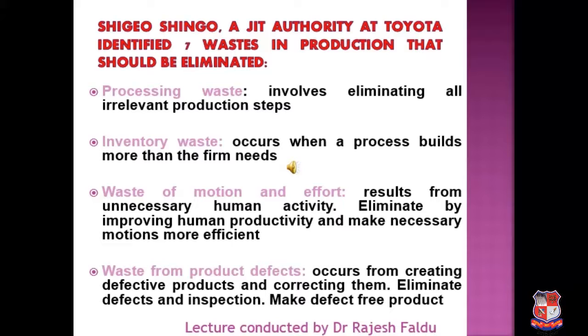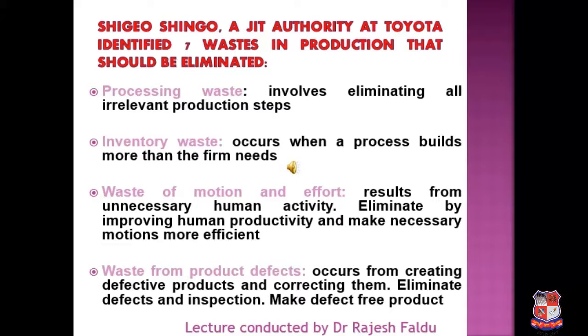The last, seventh kind of waste which needs to be eliminated if JIT is to work is waste from product defects. This waste occurs from creating defective products and correcting them. Hence, we should eliminate all defects from the very first time. So we should make defect-free products if we want to eliminate waste of product defects. Hence, we can eliminate inspection too along with the defects, and we can save time as well as cost.